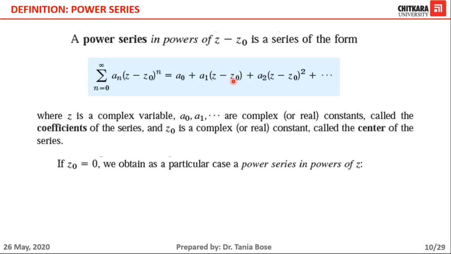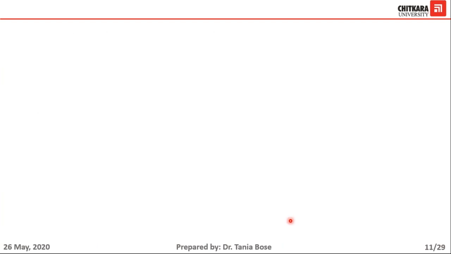Now somehow, if the value of this z naught becomes equal to 0, that means we will obtain a power series in the powers of z, because z naught is now 0. So this given power series will get reduced to, put z naught equal to 0, summation n going from 0 to infinity a n z to the power n. And when you expand this, you will get a naught plus a1 z plus a2 z square plus so on, right? Okay.